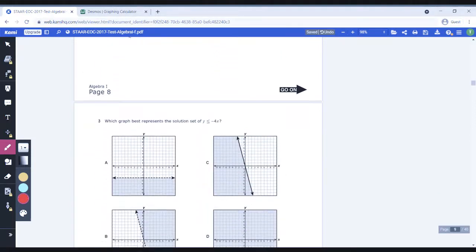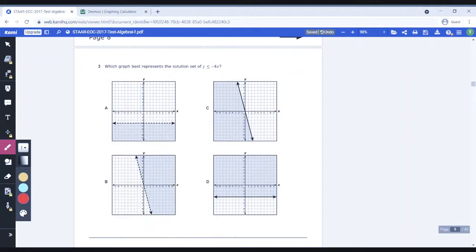Now let's look at number 3. Which graph best represents the solution set to y is less than or equal to negative 4x? There are actually multiple ways to do this. We can solve by process of elimination first.